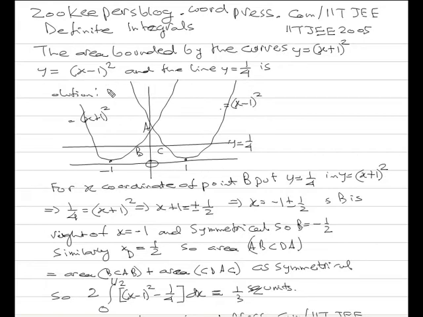Now we know that these graphs will be touching the x-axis because they are repeat roots, and we know the nature of the graph. Now they want the area bounded by these curves and the line y equal to 1/4. So y equal to 1/4 is a line parallel to the x-axis. Basically this triangle area is what they are looking for, and again that is symmetrical.